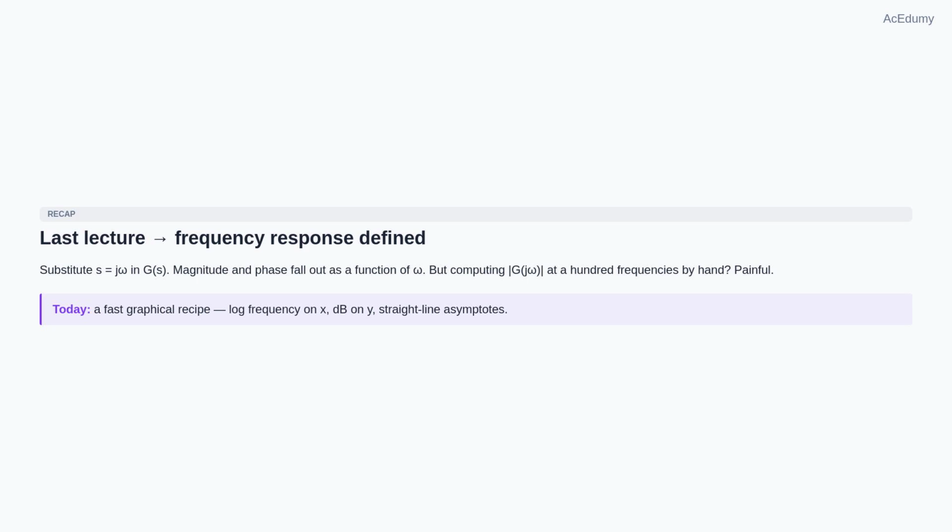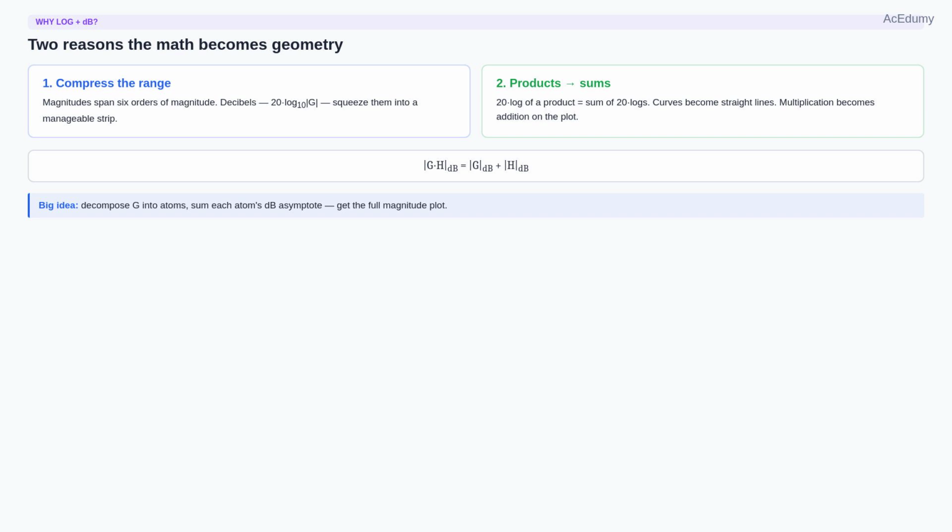Last lecture, we defined the frequency response. Substitute s equals j omega in G of s, take magnitude and phase. Today, we'll learn to draw the magnitude curve fast, without plotting 100 points by hand. The trick is the Bode magnitude plot, log frequency on the x-axis, decibels on the y-axis. In this language, the rational transfer function becomes a sum of straight-line asymptotes. We just stack them. Why log frequency and decibels?